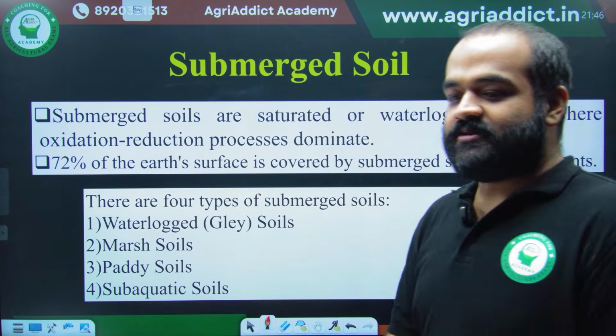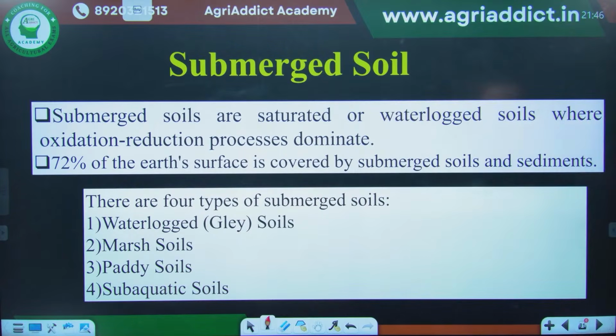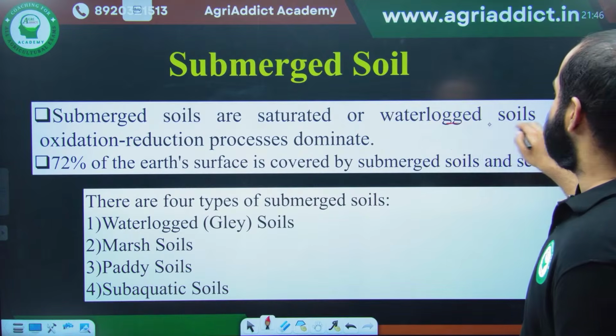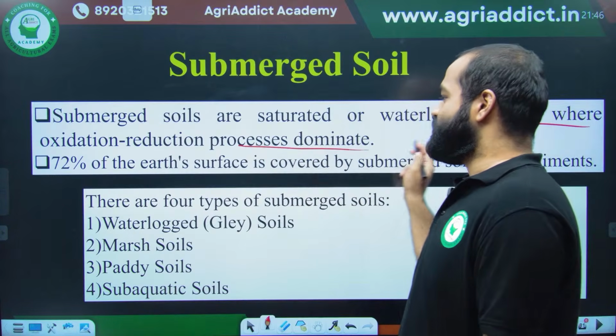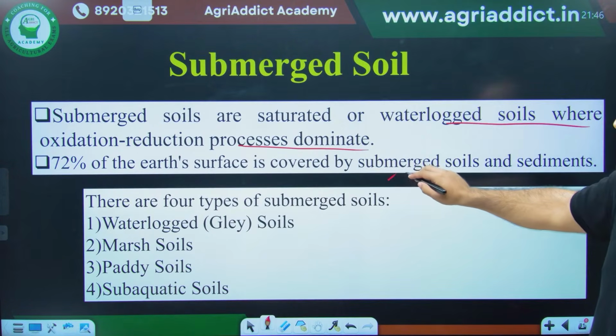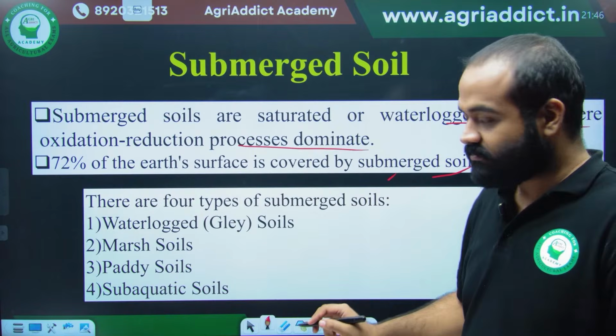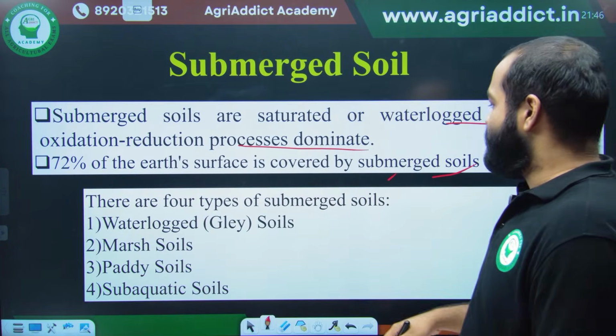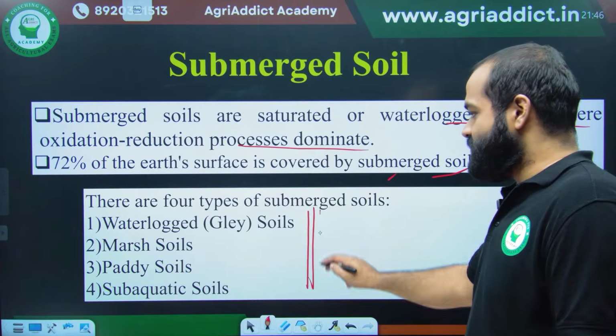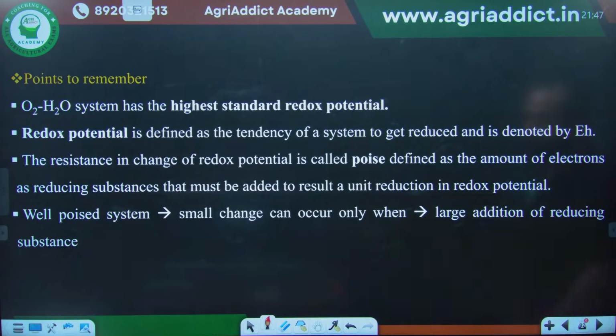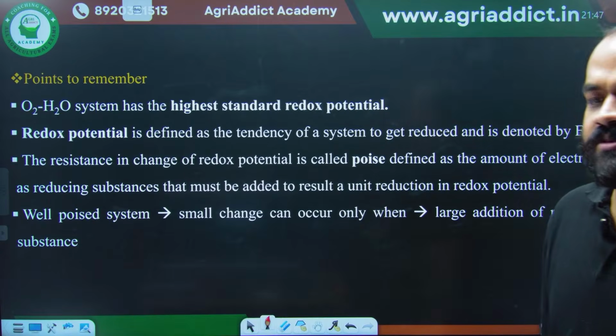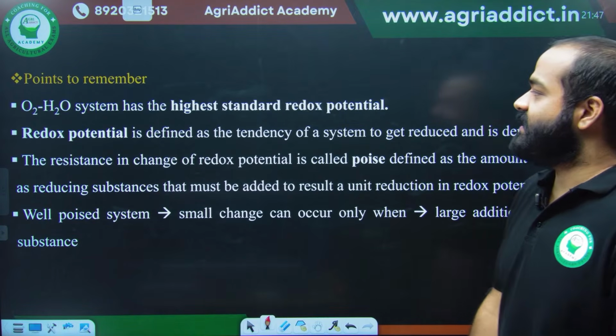This is the last portion of the lecture, submerged soil. Submerged soils are saturated or waterlogged soils where oxidation reduction processes dominate. 72% of Earth's surface is submerged soil and sediments. There are 4 types of submerged soil: waterlogged, marsh, paddy, and subaquatic. I have only taken the points to remember because not many questions come from submerged soil, so I have taken only what comes.